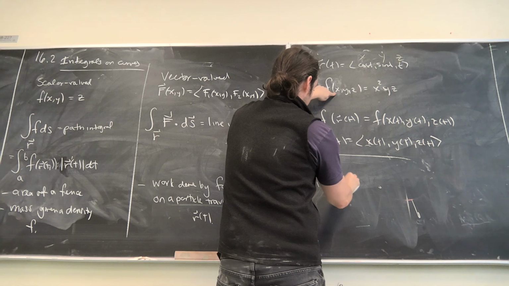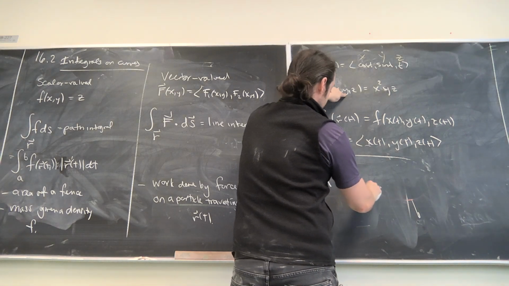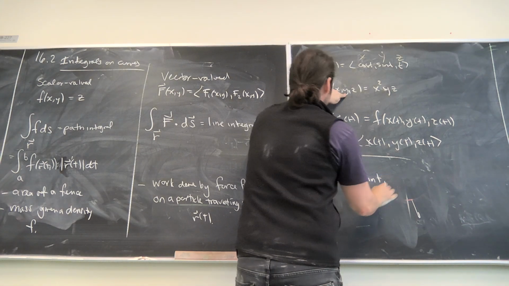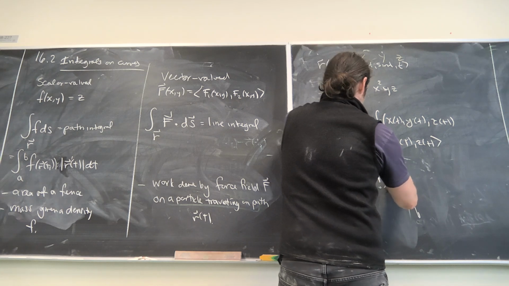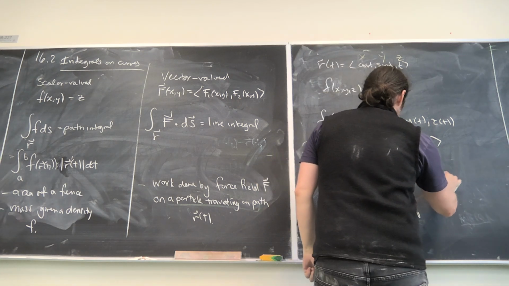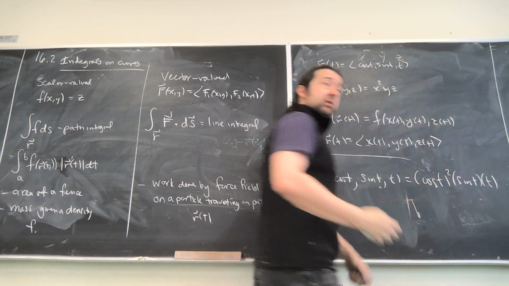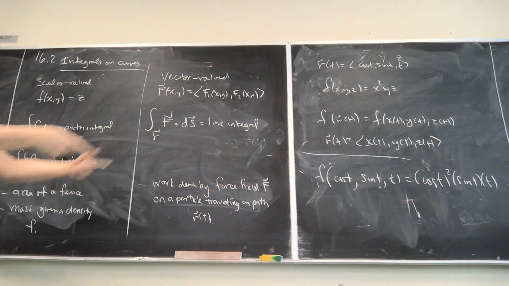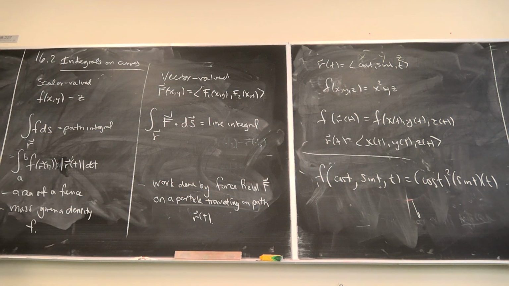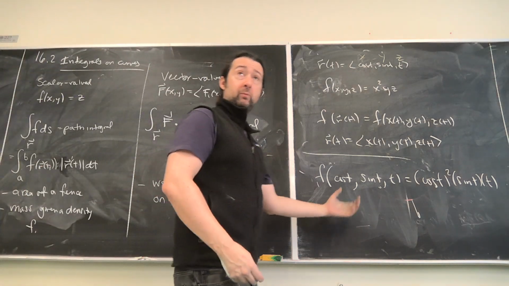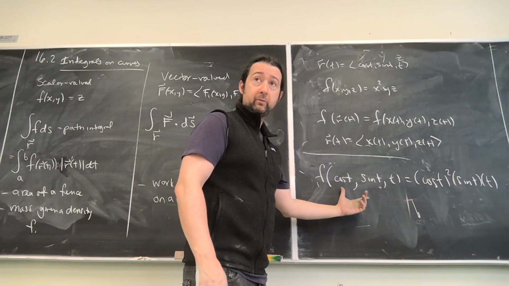So when I write f of r of t in this picture, I mean f of everywhere there was an x, put a cosine of t, everywhere there was a y, put a sine of t, everywhere there's a z, put a t: cosine t squared, sine t, t. You're just composing the path into the function. So since that came up in the last class, I thought I would clarify if this is a point of confusion for anybody. This is how this composition works.